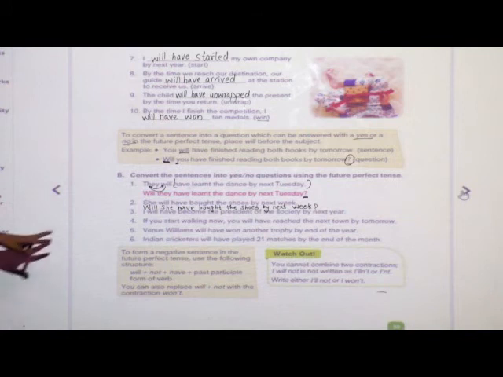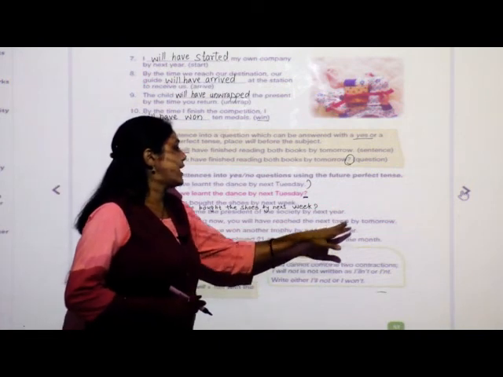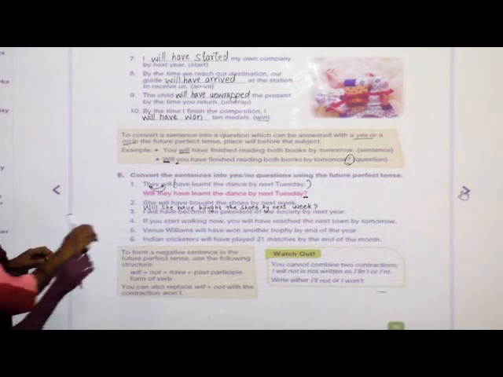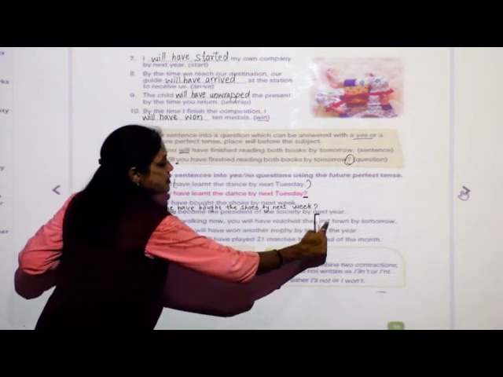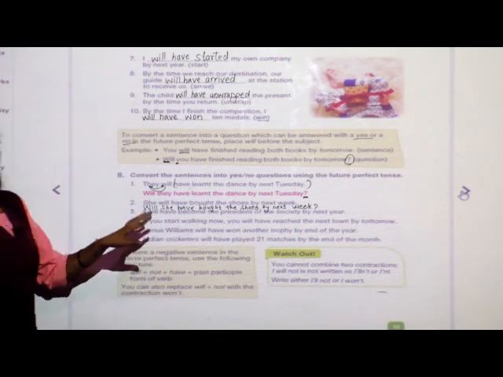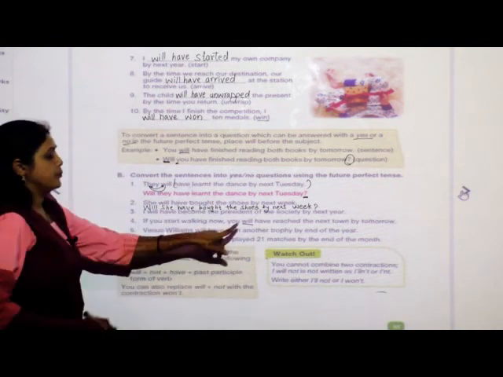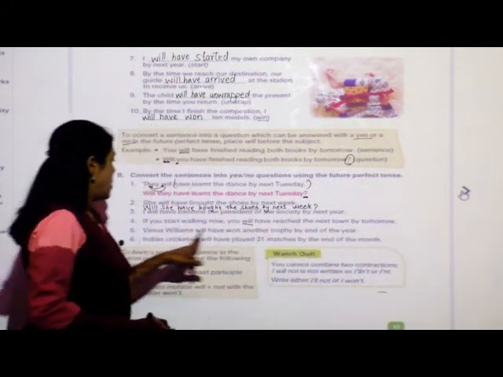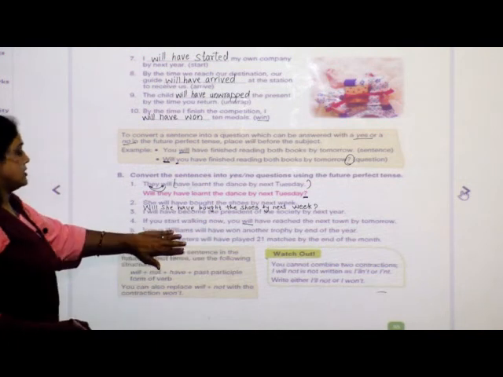Next, if you start walking now, you will have reached the next town by tomorrow. Now in this sentence, how will you frame a question? If you start walking now, comma, you will have reached the next town by tomorrow. So how will I start? Again I will start from here. Will you have reached the next town by tomorrow? If you start walking now, yes. Okay, so this is how you will frame the questions.